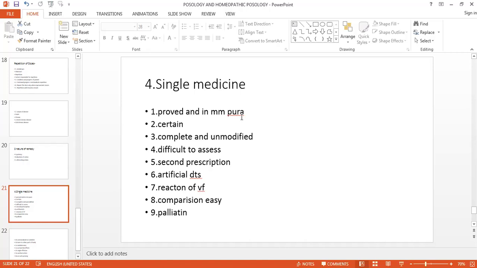Second is that the action of the medicine is certain. For Pulsatilla, I know Pulsatilla will act on the female genital organs, or the Pulsatilla lady always wants the open air. So we know the fixed symptoms so that we can treat those fixed symptoms properly in the patient. But when you are mixing it, that becomes uncertain.